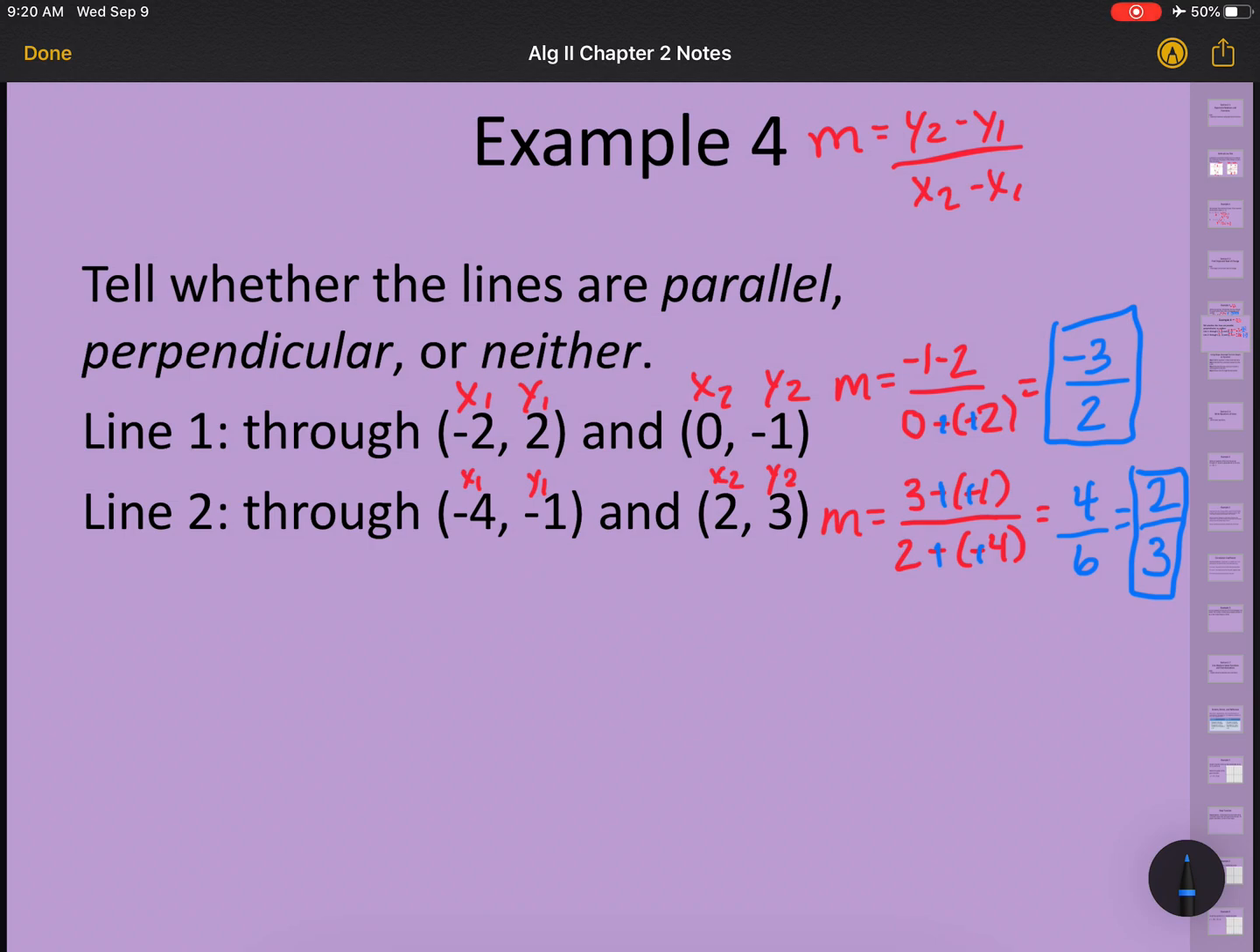So we're comparing these slopes. So we said parallel would be the same slope. Well, negative 3 halves is not the same as 2/3. So parallel is out. Perpendicular, we said, well, they got to be negative reciprocals of one another. So if I take negative 3 halves and I flip the sign on that, well, that's positive. And if I flip the fraction on that, that would be positive 2/3. And that is actually what line 2's slope is. So these ones are perpendicular to each other. So they are perpendicular lines.